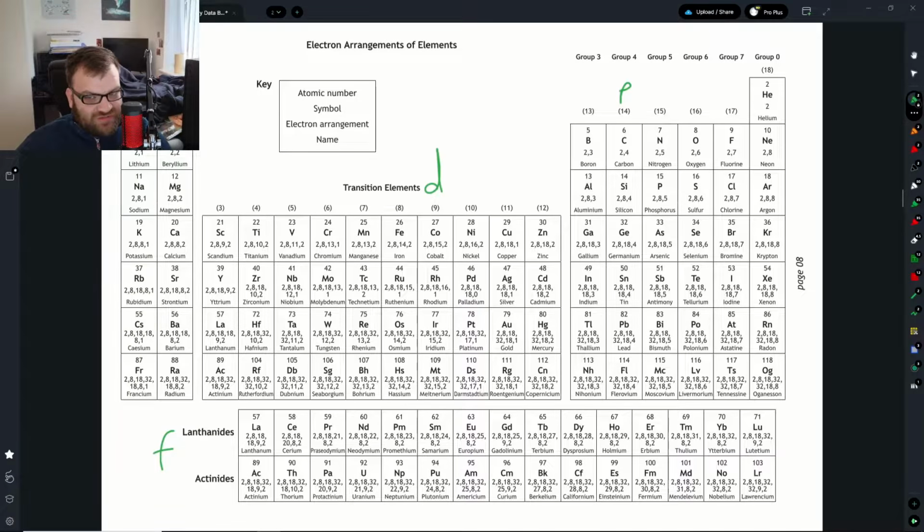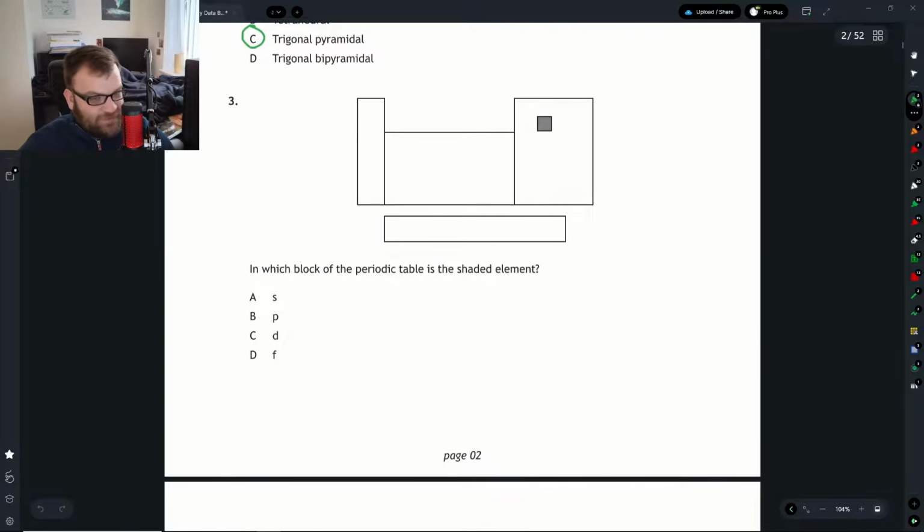Another way you can do it is if you roughly know which element you're talking about, you could write out the arrangement for that chemical. If we said it was something like phosphorus, it would need to be 1s2, 2s2, 2p6. That gets you up to 10. Then you've got 3s2, and you're going to have your 3p. We would have 3 left over. Your outer electrons are in a p shell, therefore it's a p block element. B would be our correct answer.